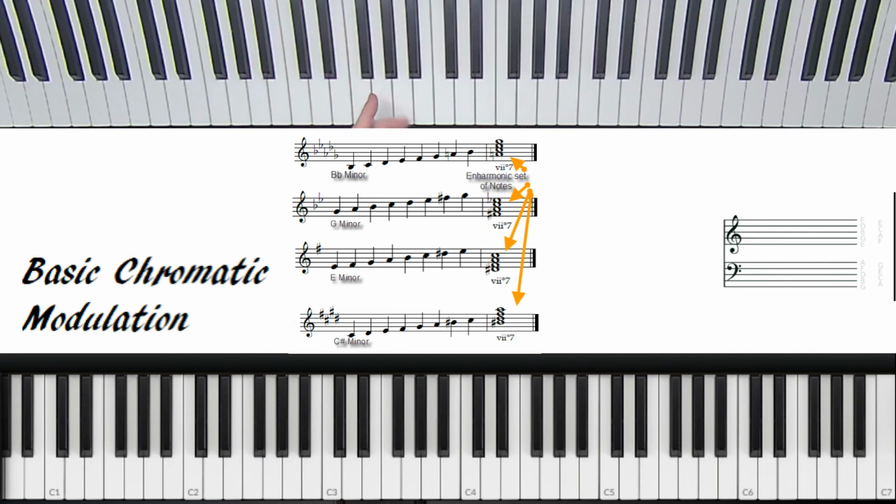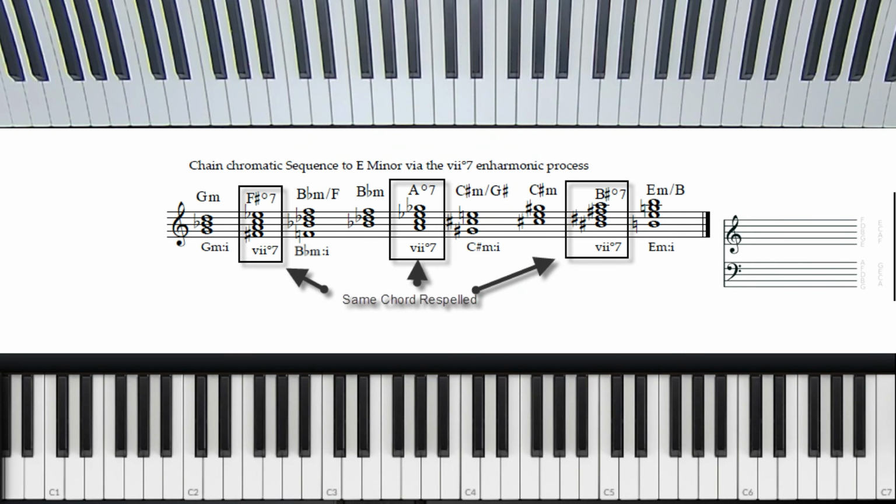So, enharmonically considering those same set of notes as occurring in the other key, and using that as your pivot. That's how you can look at it. So what I did was write out a chromatic sequence chain that you could use all the way to E minor, and you're going through very remote, distant keys from each other by doing this, okay? And it's just using that one chord.